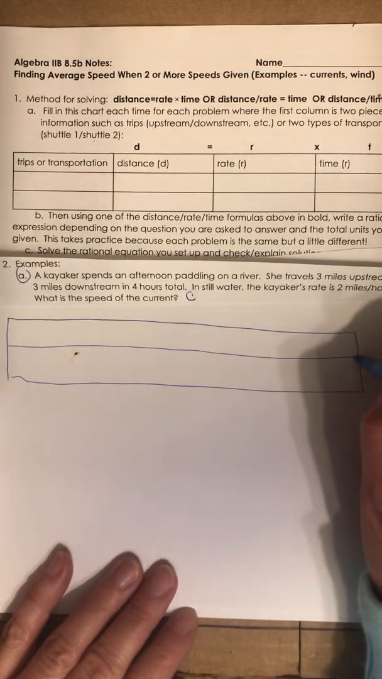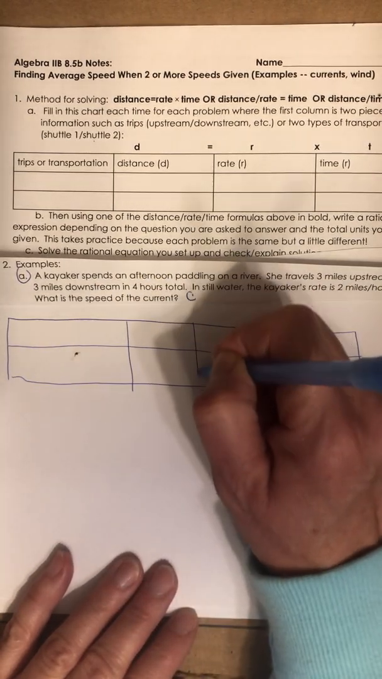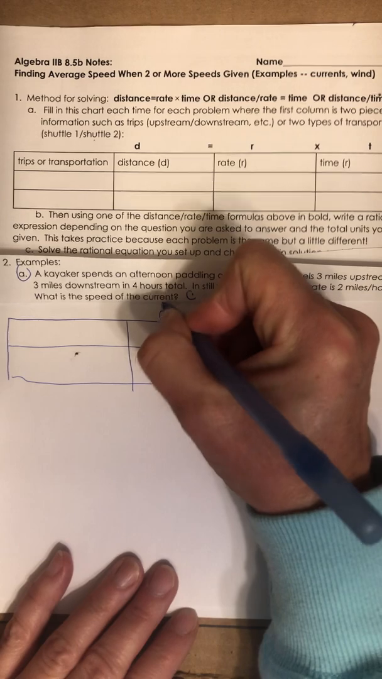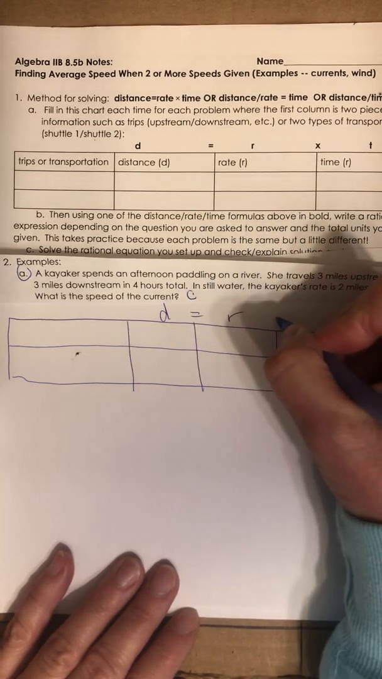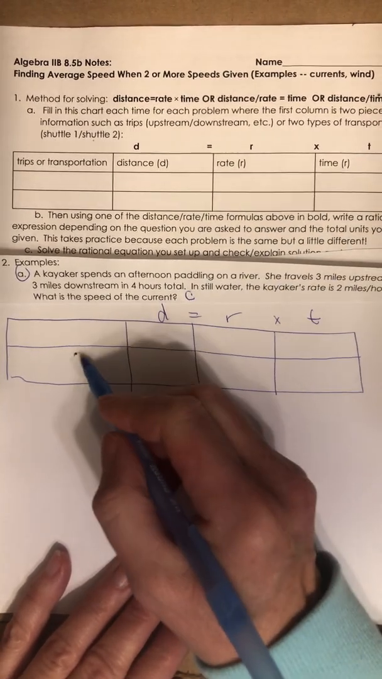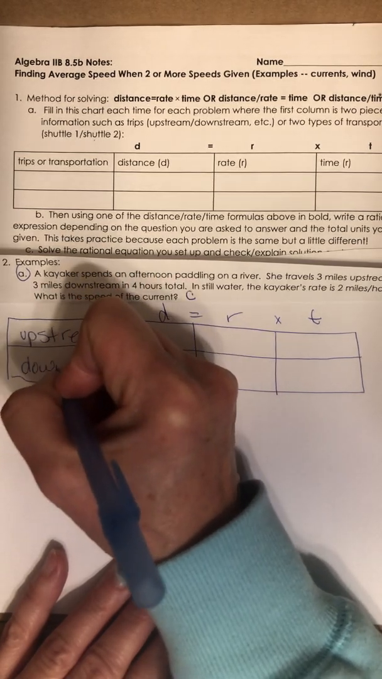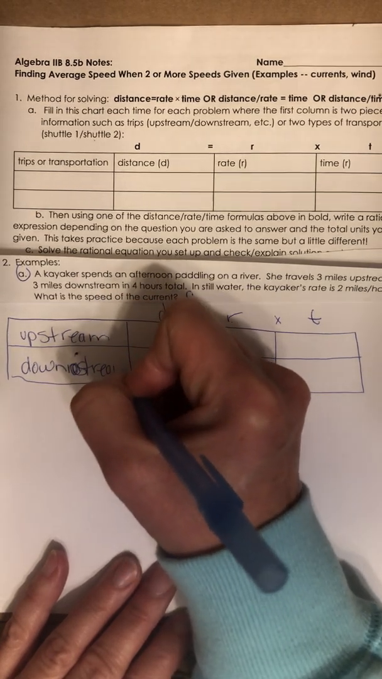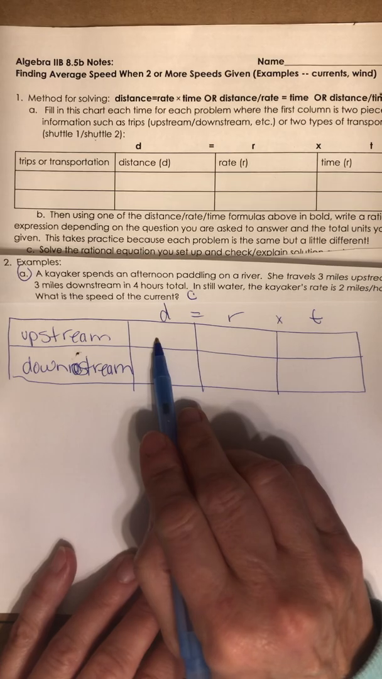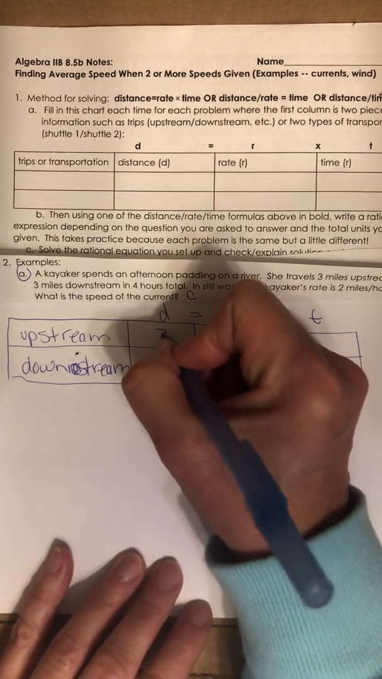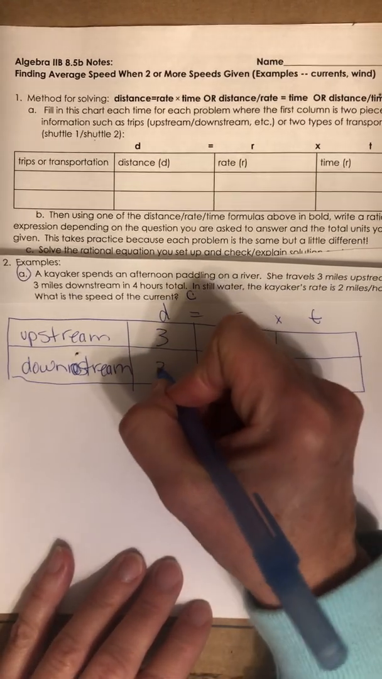All right, so I'm going to make my little chart like you see above. We have distance, rate, and time. Our two parts of our situation are upstream and downstream. Let's see what we can fill in. Upstream was a distance of 3, and so was downstream.